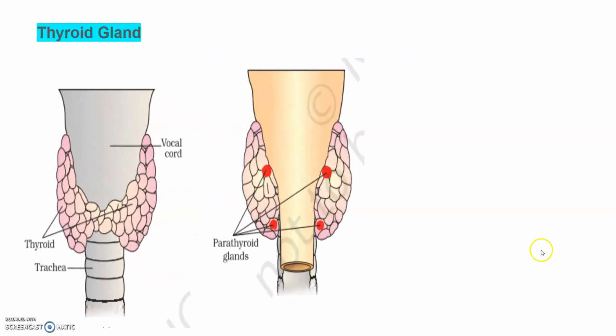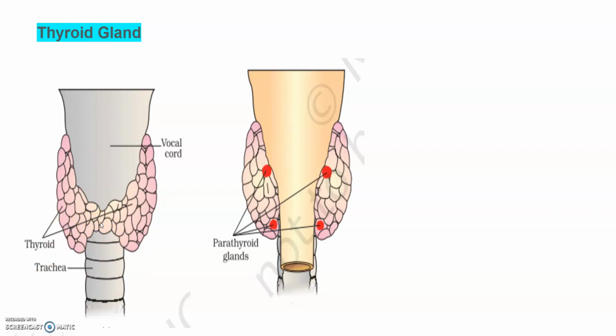Thyroid gland. The thyroid gland is composed of two lobes, as you can see here in the diagram, which are located on either side of the trachea. This is the trachea, the air pipe through which the air goes to the lungs. Both lobes are interconnected with a thin flap of connective tissue called the isthmus. So this part is called the isthmus.